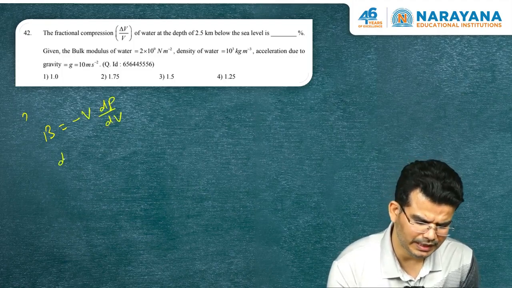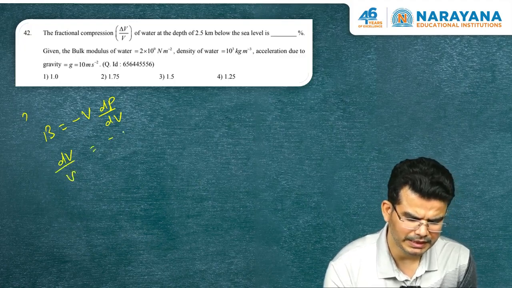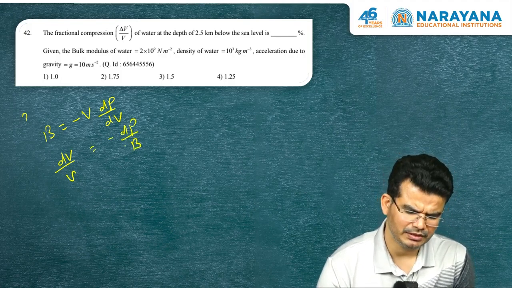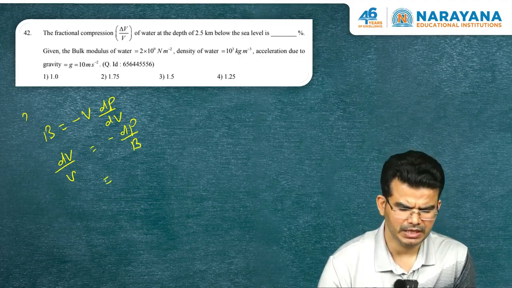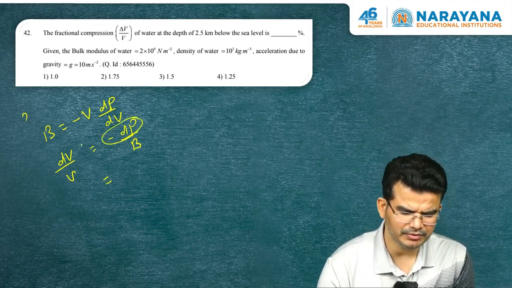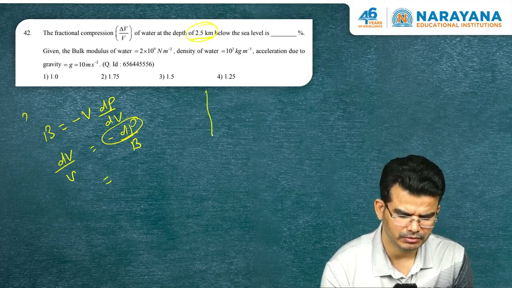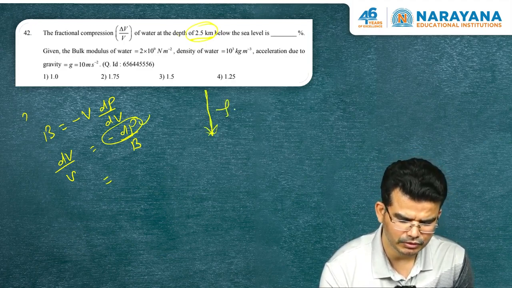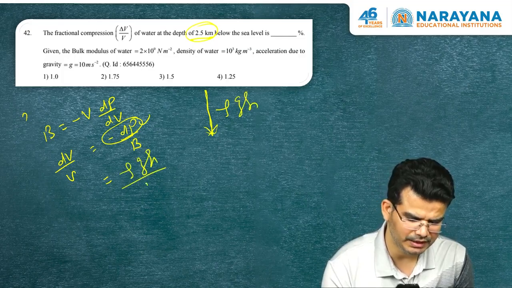So, from here I can say dV by V, this is the fractional change, equal to minus dP by B. The minus sign is only telling that if you increase the pressure, volume will decrease. So, simply we are going to calculate the magnitude. dP is what? If I am going 2.5 kilometer below, obviously dP is the pressure difference. How much will the pressure increase? So, rho g h, only magnitude I am writing, upon bulk modulus.